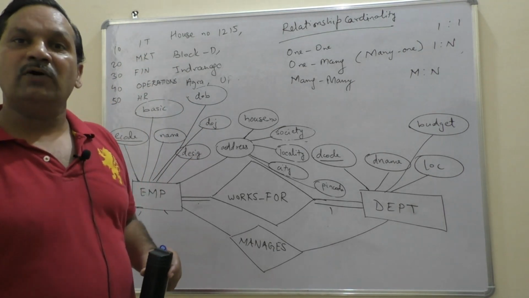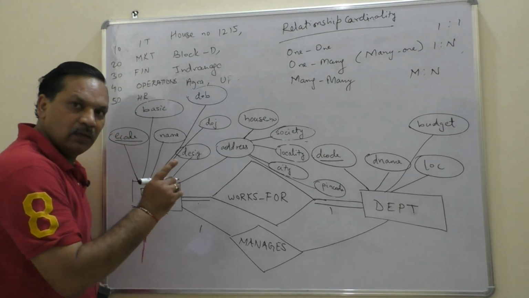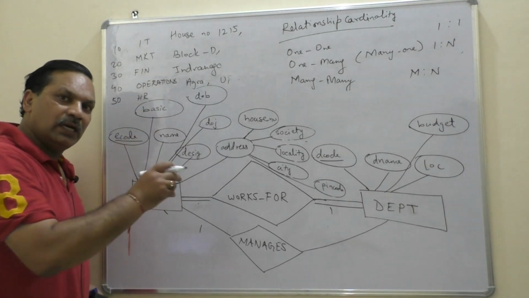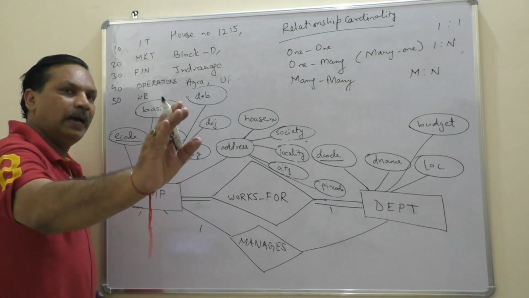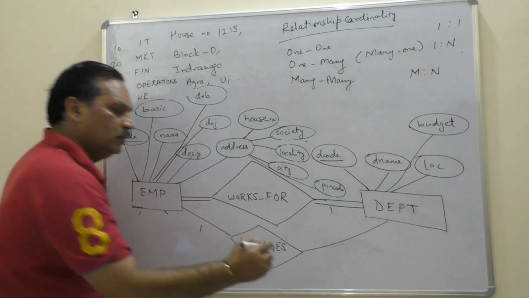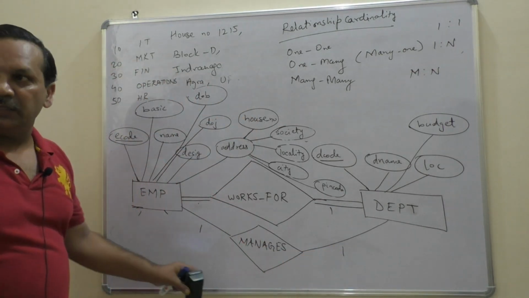We call this as what? Employee managing or heading a department. So this is what? One employee, only one. So I might be having 2,000 employees working in the IT department, but only one will work as the head or the manager of that department. So one employee managing one department. What is that relationship?